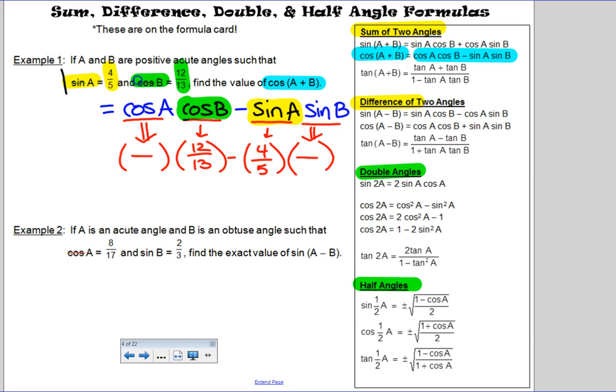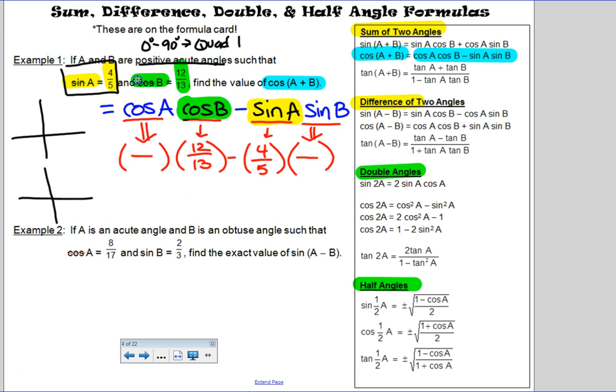So first we're going to do the A angle. It's a positive acute angle. Positive acute angles are angles between 0 to 90. So that means that we're in quadrant 1. Now B is also a positive acute angle, so both A and B are in quadrant 1. But we're going to do 2 separate pictures to represent each one.